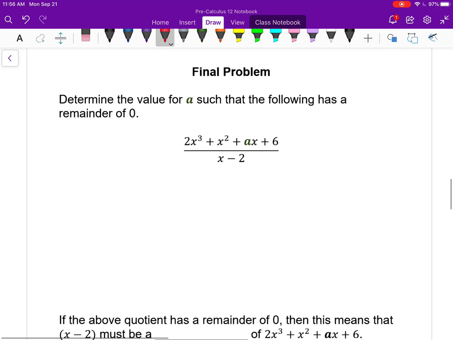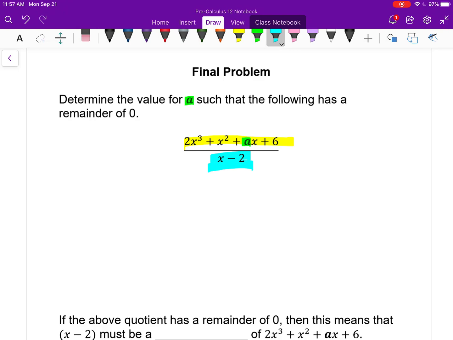But I want to talk about my final problem, which is this. Determine a value of a so that this has a remainder of 0 when I divide the whole numerator by x minus 2. So how can I do this? Well, if you look at this and you feel like you need to do some division, I'm not saying that's impossible, but I don't need to. I don't need to do any division or synthetic division to figure out what a is.